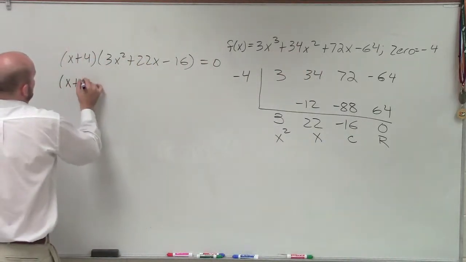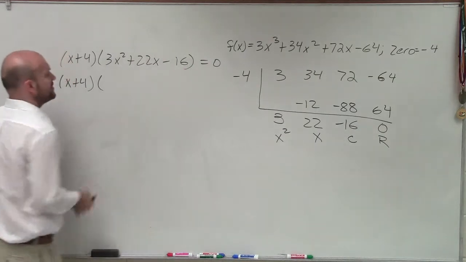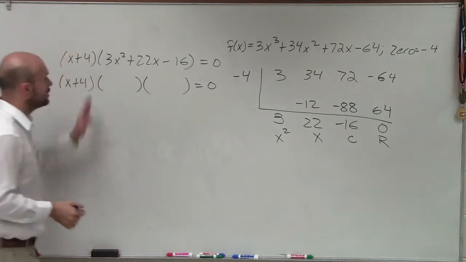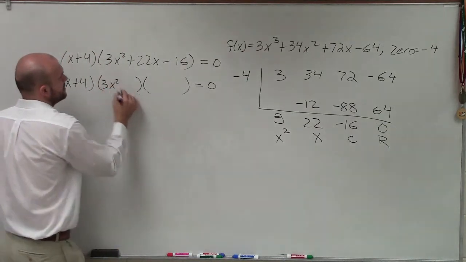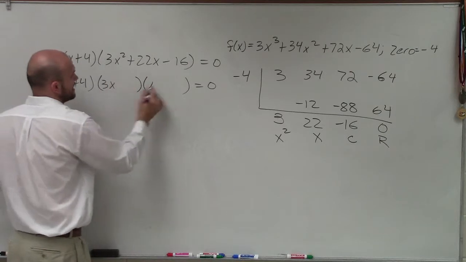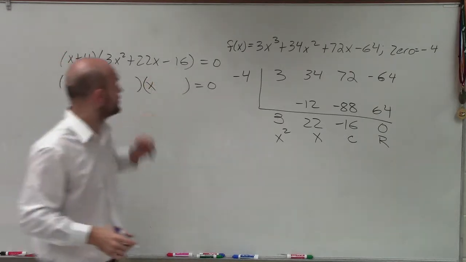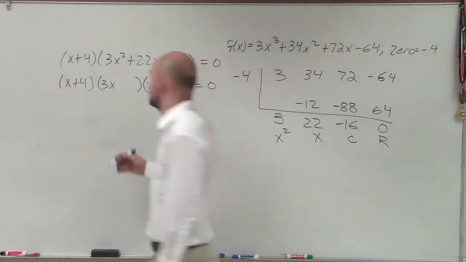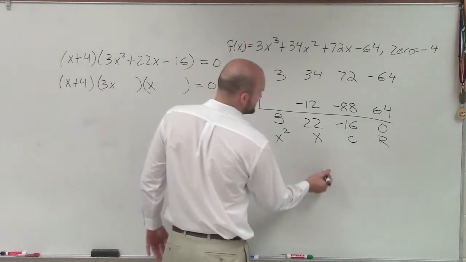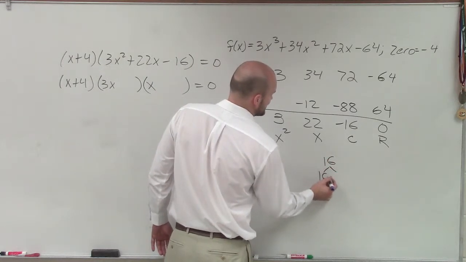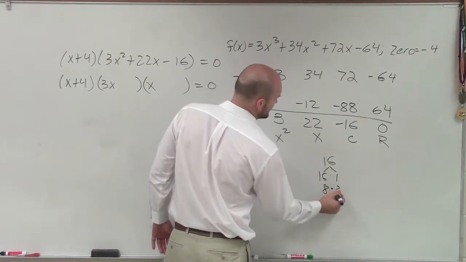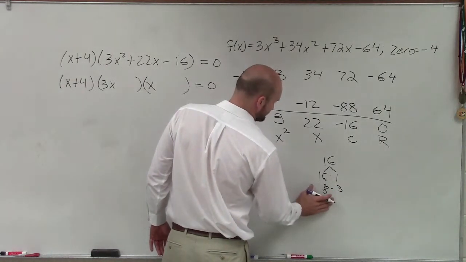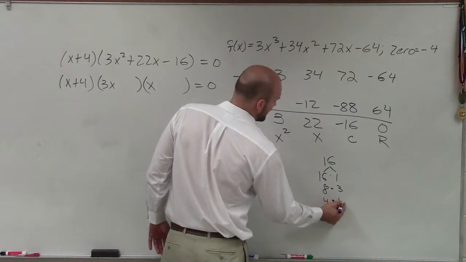So I have x plus 4. Now to factor this further, I'm going to have to break this down into two different binomials. And I know that my first terms are going to be 3x and x. Then I know at least one of my last terms has to be negative to multiply to give me -16. There are a couple of different options for 16: I could do 16 and 1, I could do 8 and 2, or I could do 4 and 4.